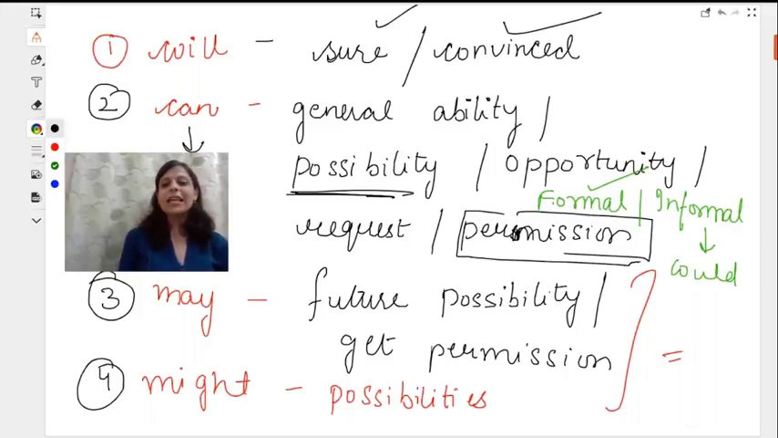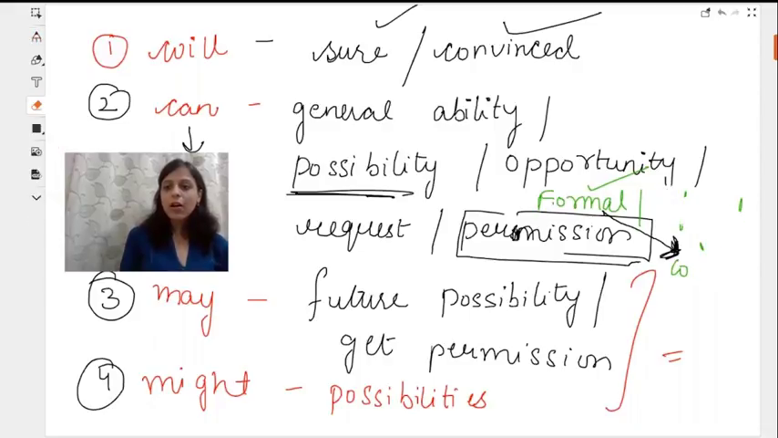Good. Okay. So guys, as far as informal conversation is concerned, I use the modal can, right? But as far as formal conversation is concerned, we always use the modal could, right? Like, can is used in an informal conversation and could is used in a formal conversation. That's the basic idea. Okay.